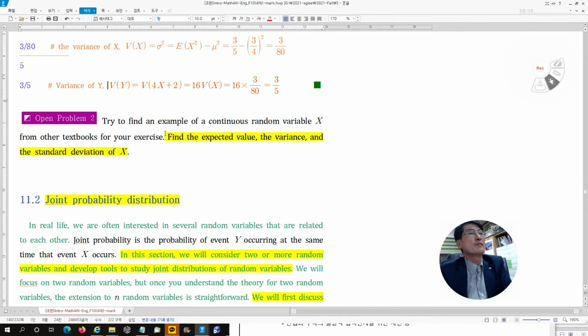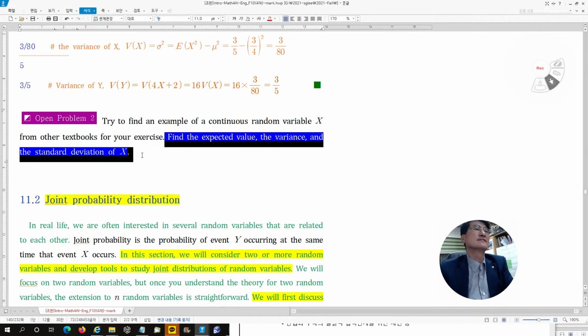Here is the homework problem. Find an example of a continuous random variable x of your interest. Then find the expected value, variance, and standard deviation of that random variable x.